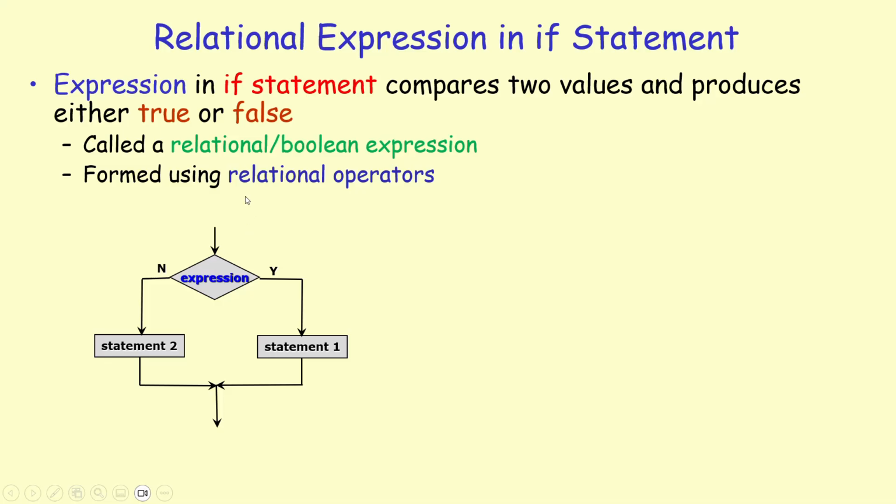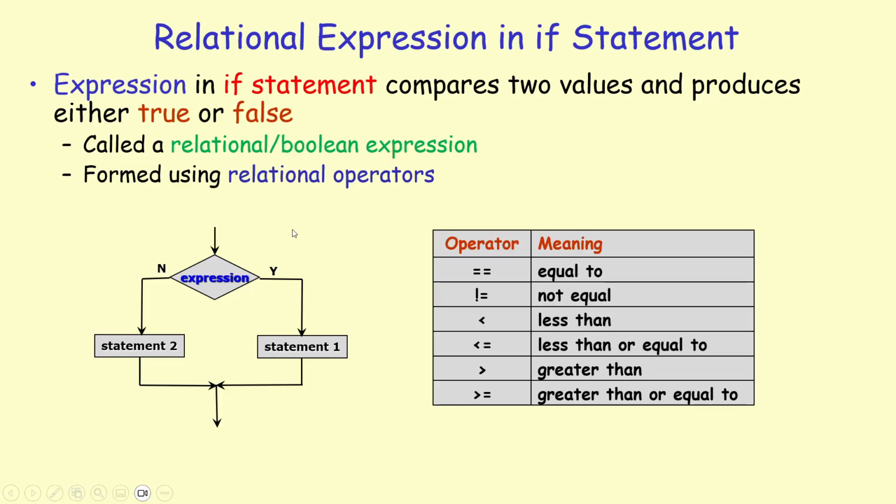The expression evaluated in the decision box here is called a relational or Boolean expression. And obviously, you need operators, relational operators, to form these expressions. And here are the 6 relational operators available in almost every programming language out there.